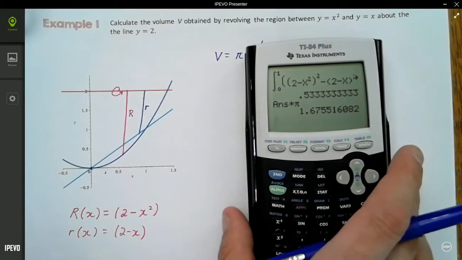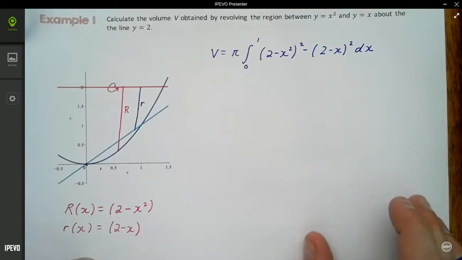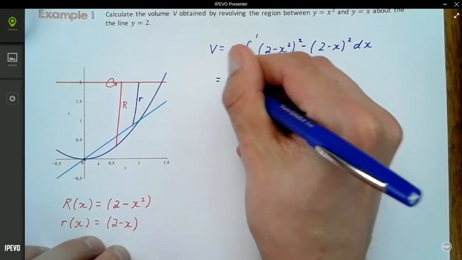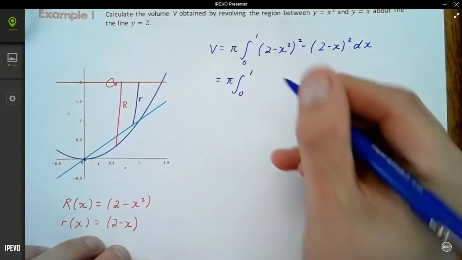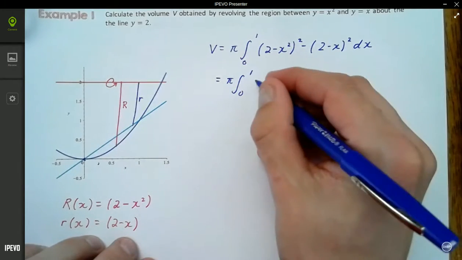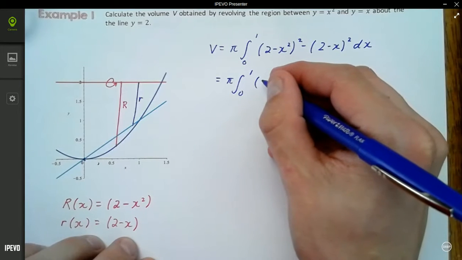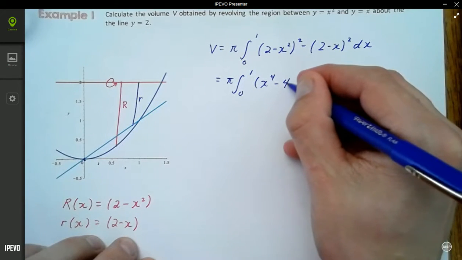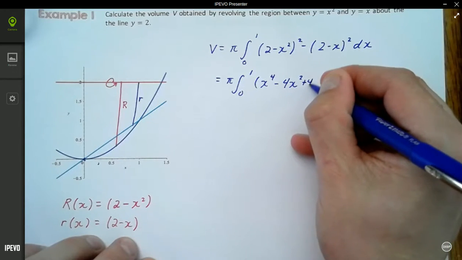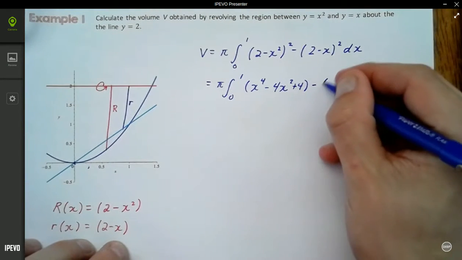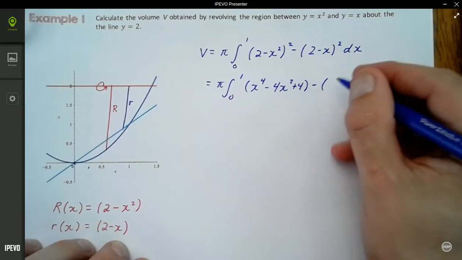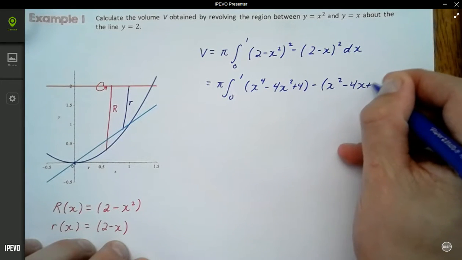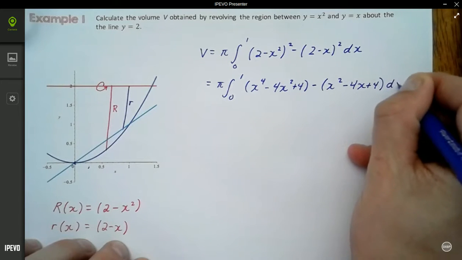There's my actual volume, 1.67676. But if I was going to do that by hand, let me show you how. It takes a little bit. I'm going to do pi times the integral from 0 to 1. Now I have to expand that out. When I expand 2 minus x squared, squared, I get x to the 4th minus 4x squared plus 4. Then I subtract off 2 minus x, squared, which expanded is x squared minus 4x plus 4, all with respect to dx.